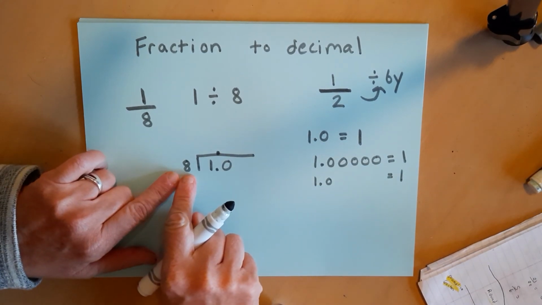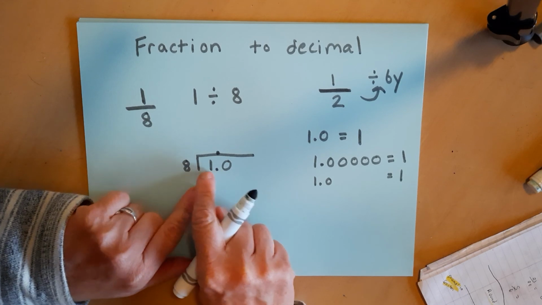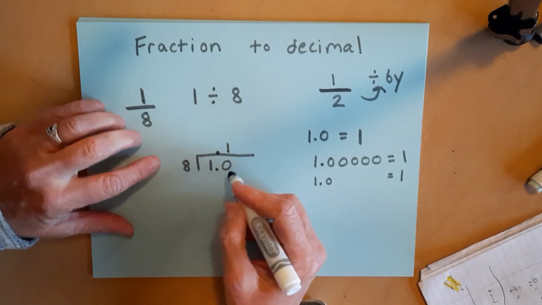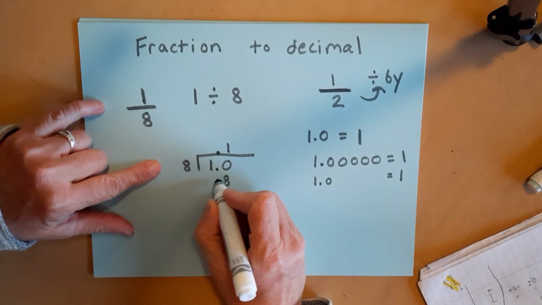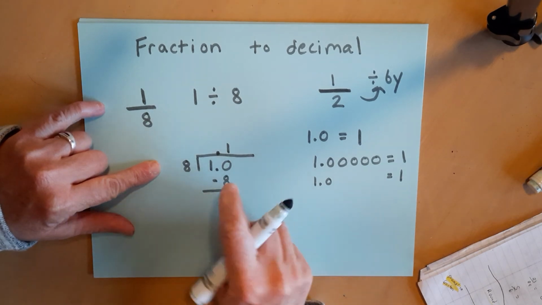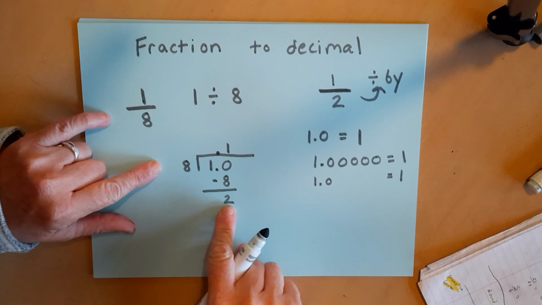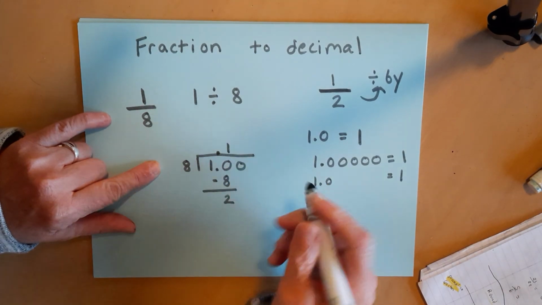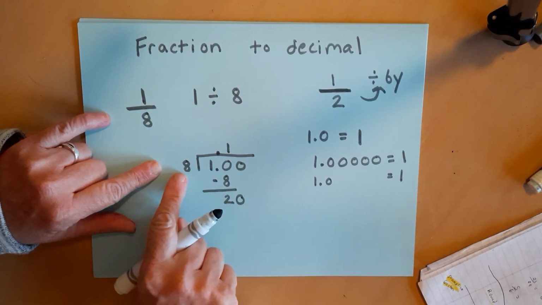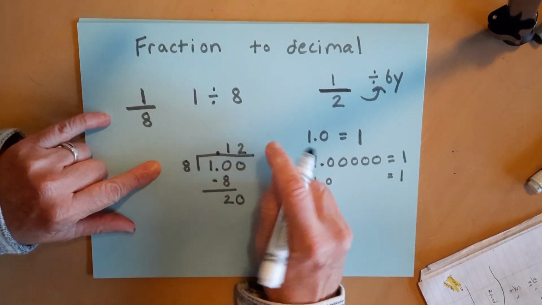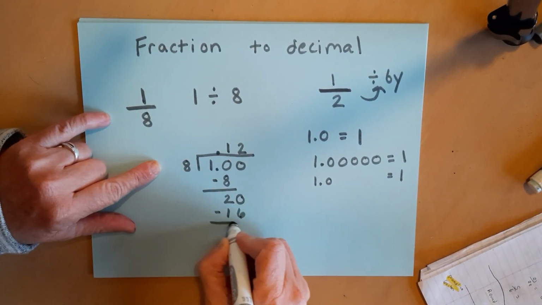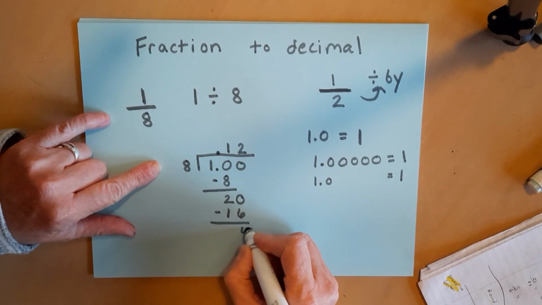So we're going to say 8 goes into, now we can ignore this decimal point, and we can say 8 goes into 10 how many times? That only goes in 1 time. So 1 times 8 is 8. 10 take away 8 gives us 2. We still have a number left to divide, so we're going to add another 0 and bring it down. And look at how many times 8 goes into 20. 8 goes into 20 2 times. 2 times 8 is 16. Now we subtract: 20 take away 16 equals 4.